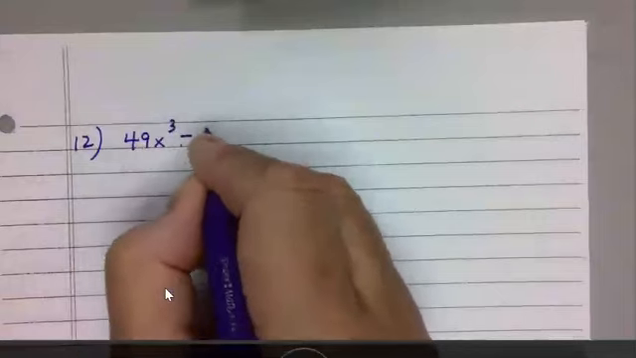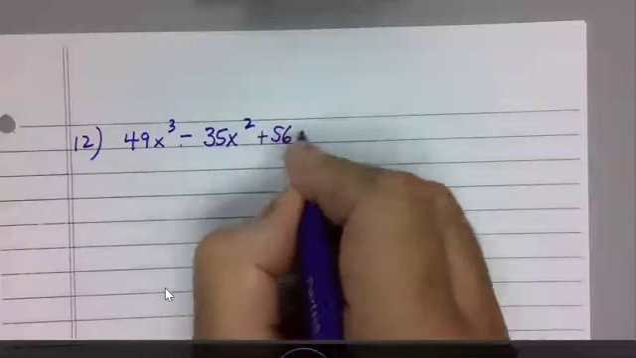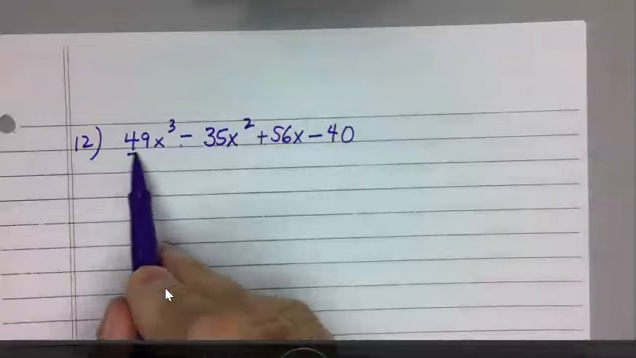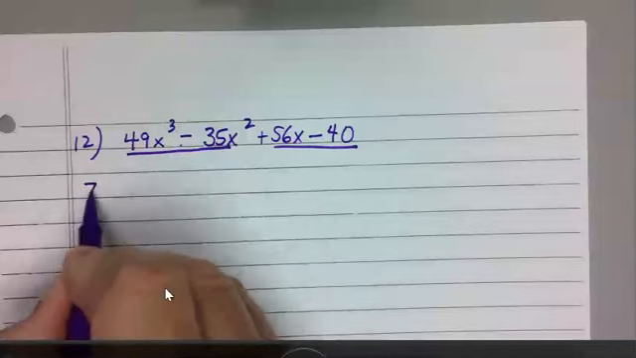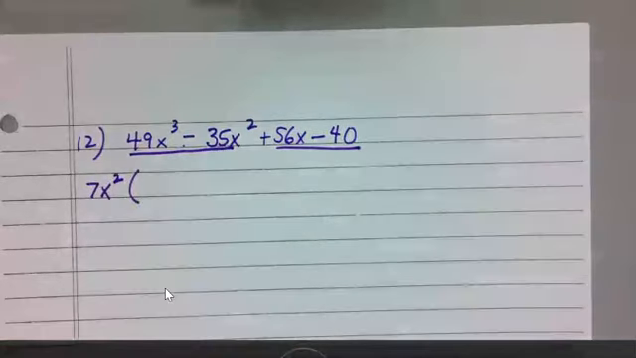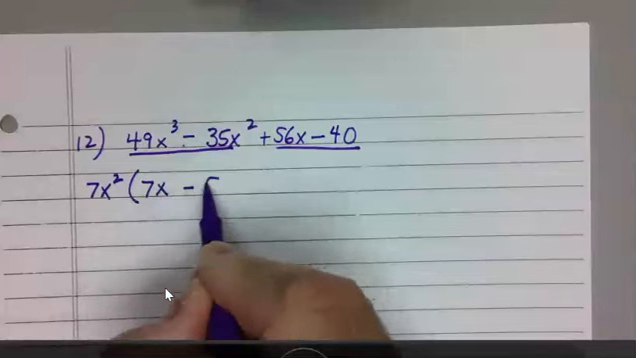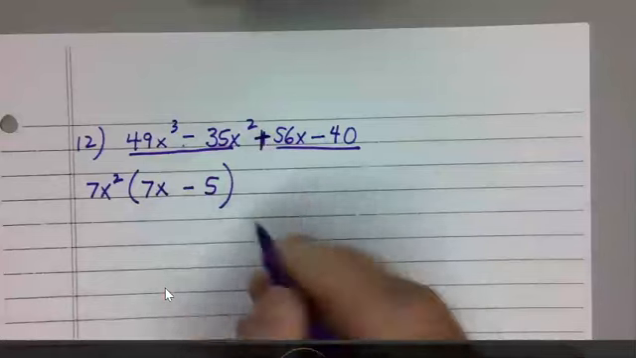I have 49x cubed minus 35x squared plus 56x minus 40. Okay, so those two. So 7 works in both of those. That's the GCF. And what's left over in the parentheses would be this. Now this time the leading term's positive, isn't it? So I just factor out a positive.